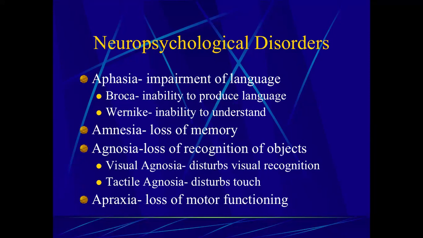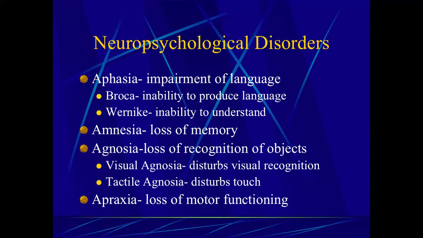So the last thing I'm going to do, and this will wrap it up for our series on neuroscience, is talk about different neuropsych disorders. So aphasia. Now, there are many different kinds of aphasias, but we talked about two. As you may recall, an aphasia is an impairment in language.